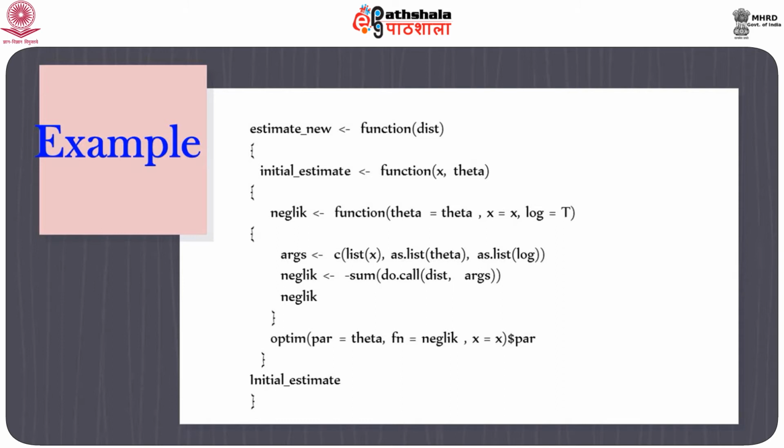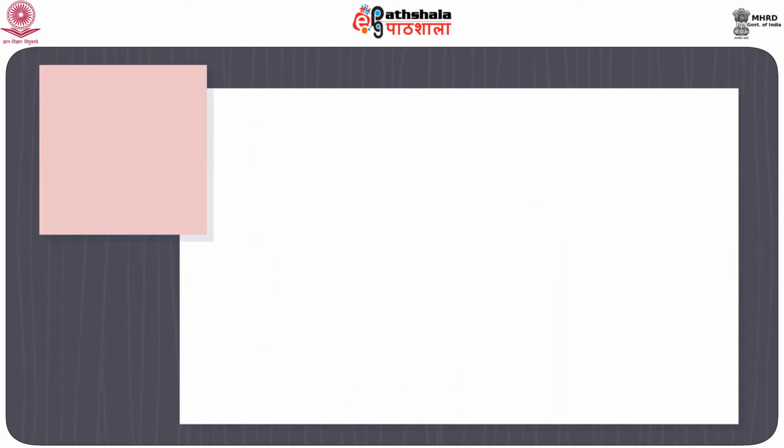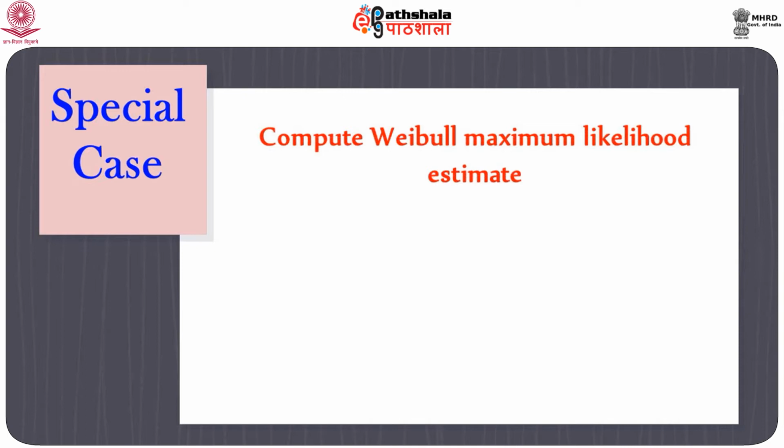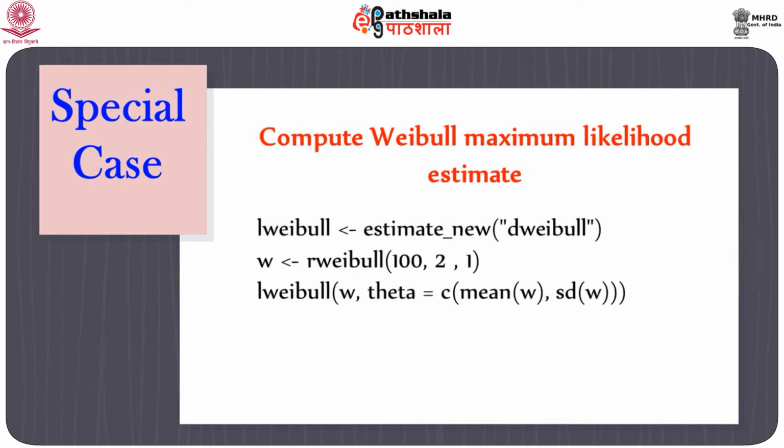So whenever we have the function estimate_new, we can use it to define any maximum likelihood estimation function whenever its density function is defined. So this is the condition. Let's consider a distribution which we often come across during lifetime studies. Here the function L-Weibull computes Weibull maximum likelihood estimates. Here we have generated a sample of 100 data points from a Weibull distribution with parameters 2 and 1. These are very simple, and here is the code, and we are storing these data points within W.